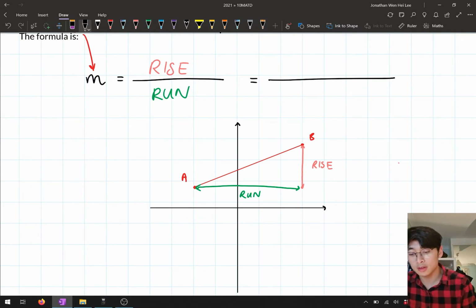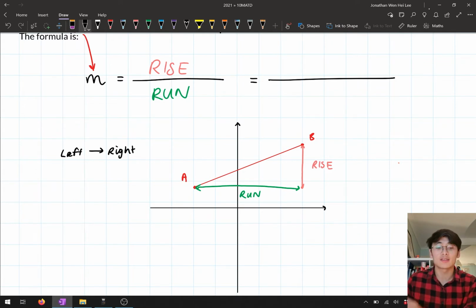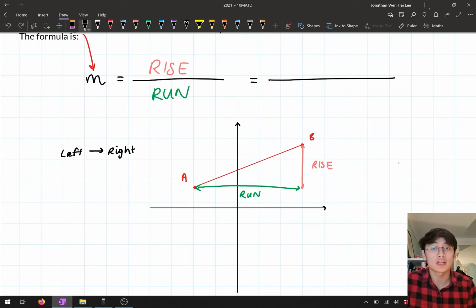Now, when we're doing this, we want to read from left to right. So the first coordinate that we want to do is our A, and then the next coordinate that we want to do is our B. When we do this on a Cartesian plane, all our points usually have coordinates connected to it. So what we can do is actually write this in a mathematical way.